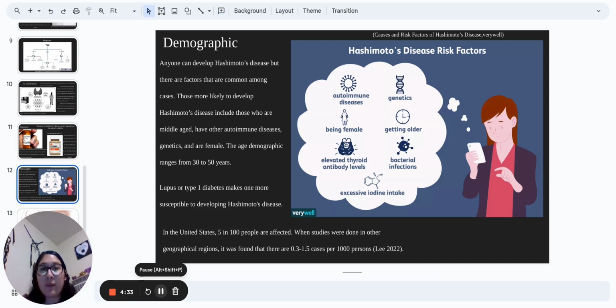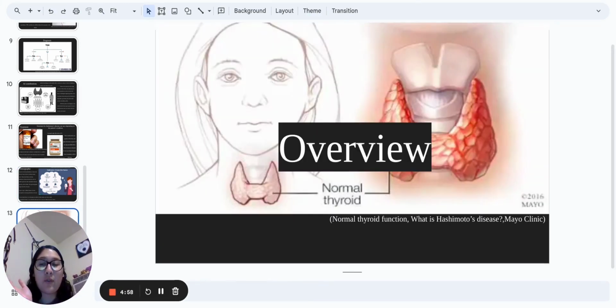Due to sex hormone influence, females are 10 times more likely to develop this disease. Females' risk of developing this disease increases during pregnancy as hormones and immune function fluctuate. Having conditions like lupus or type 1 diabetes makes one much more susceptible to developing Hashimoto's disease. In the United States, 5 in 100 people are affected. When studies were done in other geographical regions, it was found that there are 0.3 to 1.5 cases per 1,000 persons.